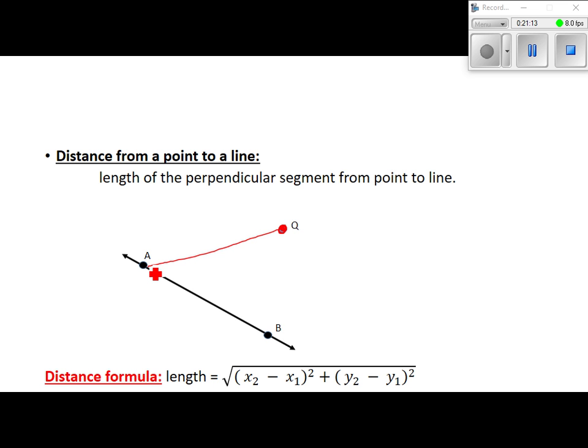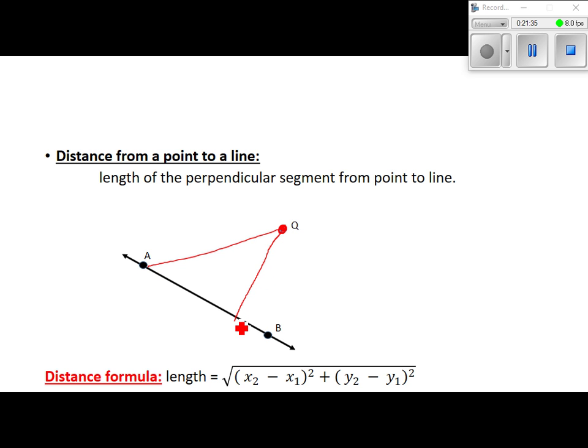Anybody have any idea what would the shortest path be from Q to this line? Come up and draw it for us. Austin's going to draw it for us here. Don't know if it's right. I'm just gonna draw it. So we'll see here in a minute because I have a line that's hidden right now that's going to be the shortest path.